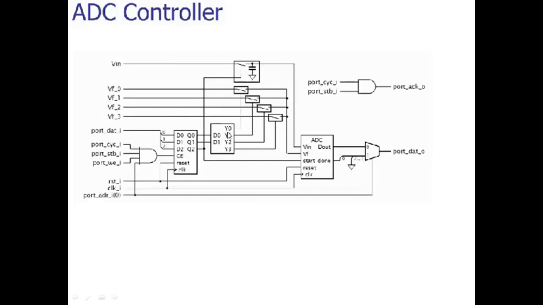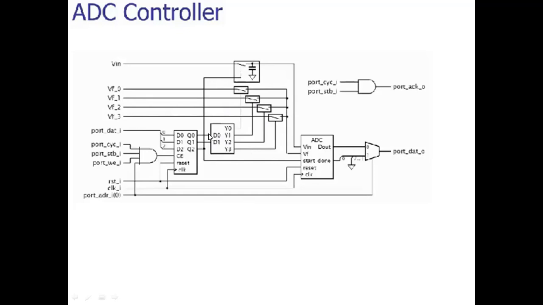Say if D0 and D1 are equal to 0, 0, then Y0 will be switched and the output will be 1, 0, 0, 0. This will make one level of reference voltage. Again for the 0, 1 combination of D0 and D1, Y1 will be selected and this particular switch will be selected, where we have the reference voltage Vf underscore 1. Similarly for 1, 0, the Y2 line will be selected and this particular switch will be activated, where we are selecting the second reference voltage Vf underscore 2.